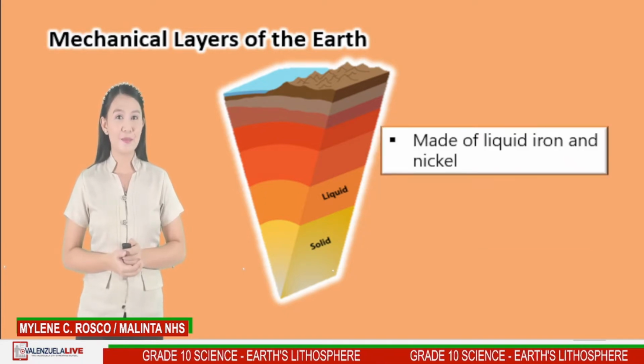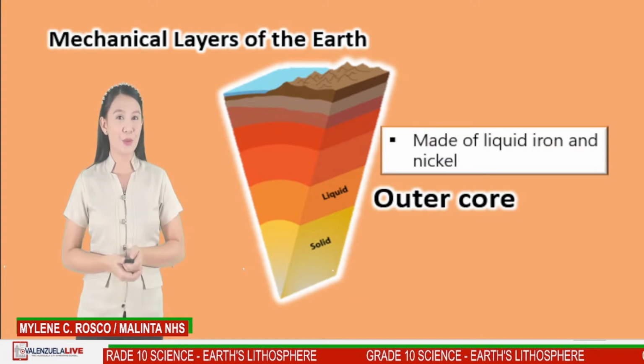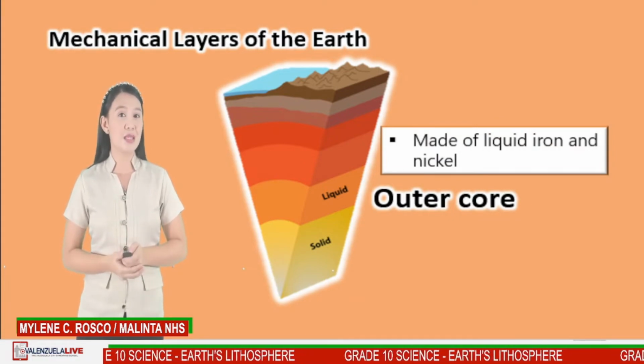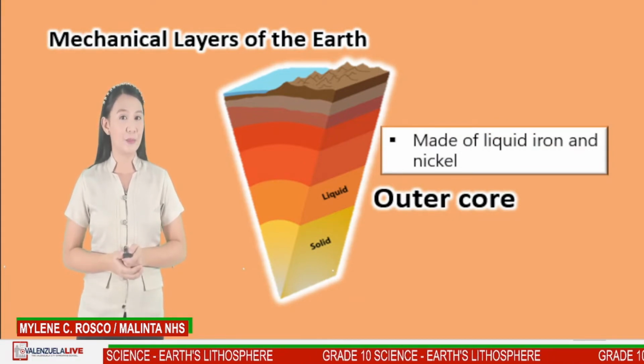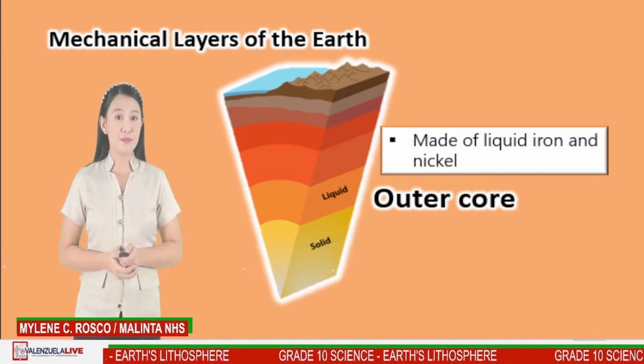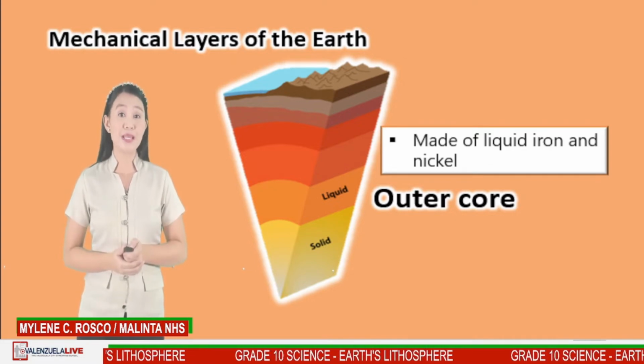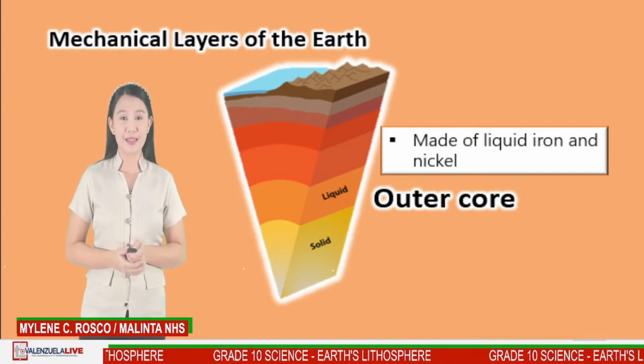And last, next is the outer core. The outer core is made of liquid iron and nickel. This is the only layer of the Earth that is true liquid, and it flows, and the flow of liquid outer core is responsible for Earth's magnetic field.